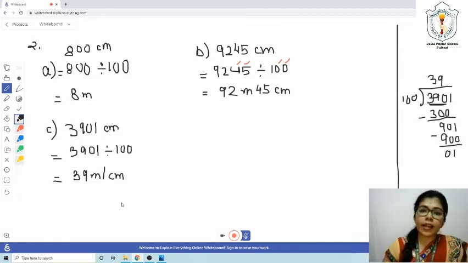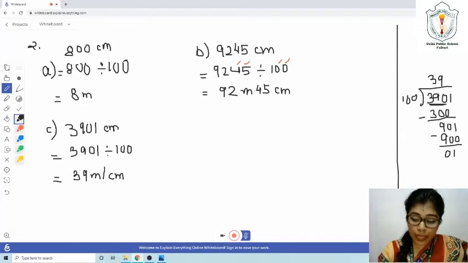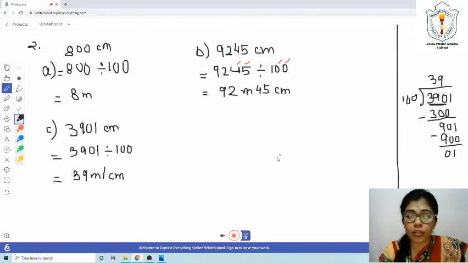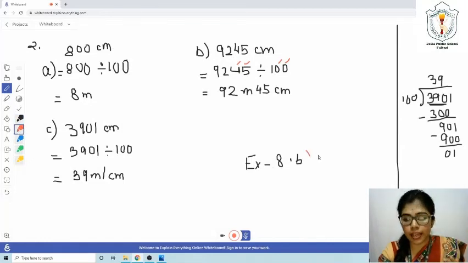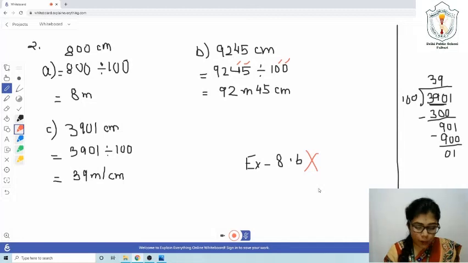So children, having said that, we complete the exercise 8.3, and 2 more exercises are left with us. Now, please make sure children, whatever I am telling now, please keep this in your mind. Exercise 8.6, we are not going to do that. You just strike that exercise. That is page number 36 and 37, we are not going to do. So strike out that exercise.